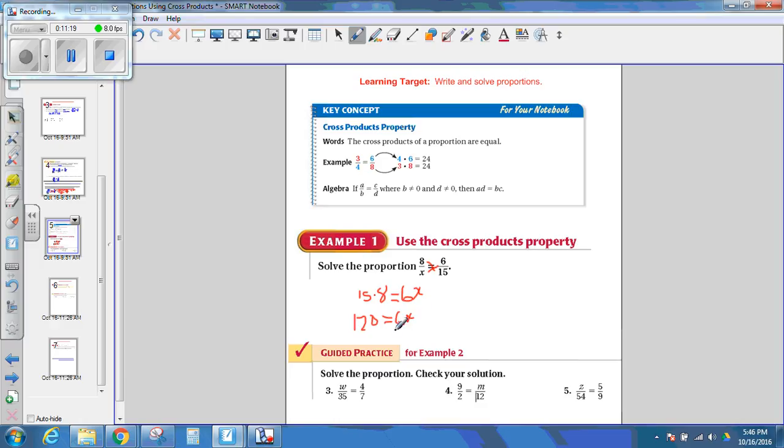Okay, then this time I have to undo the 6 times x using inverse operations. So I divide by 6, the opposite of multiplying, and I get x equals 20. Oops, I ran out of room for x. I'll put it over here. And so in order to check that I did this right, I would plug 20 back in for x and see if 8/20ths can simplify to 6/15ths. Or excuse me, if 8/20ths is the same proportion as 6/15ths.